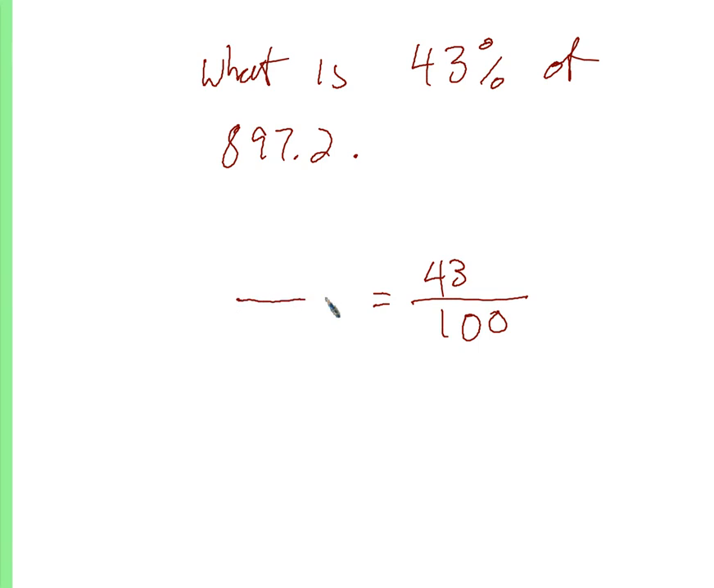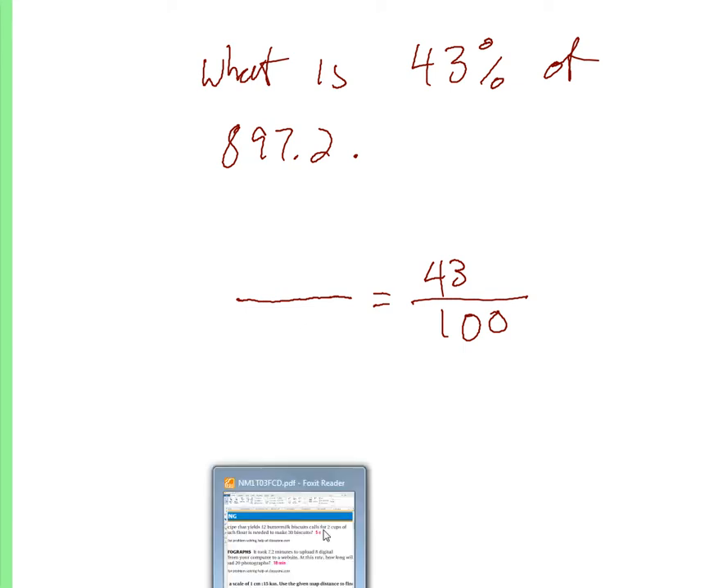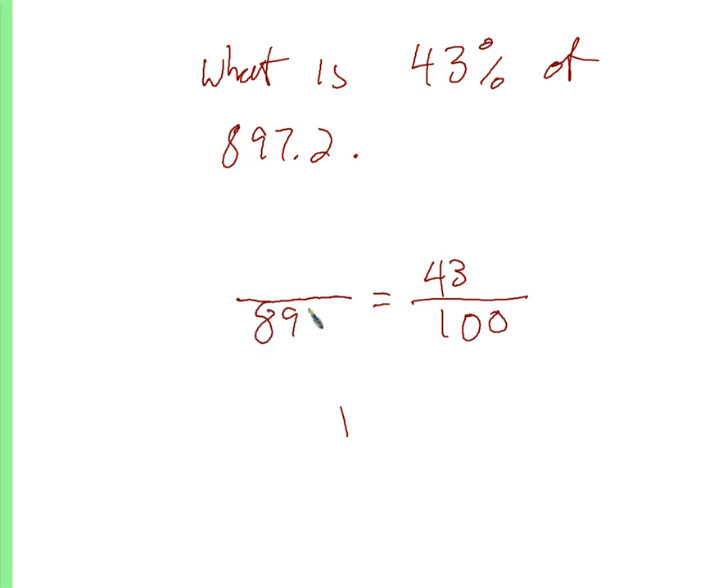And on this side, what's 97.2? Is it the part or is it the whole? It's the whole. You sure? Is it the part or is it the whole? It's the whole. You're right. It's the entire thing. I want to figure out what is the piece of 97.2 that's the same as 43 to 100. So x is equal to, well, we just multiply 0.43, 43 divided by 100, by 97.2. X equals. What do we get?